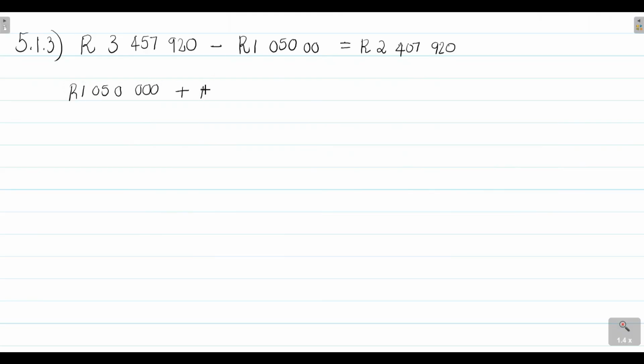What this amount means is that if you take that 1,050,000 and you add your 2,407,920, you will get that 3,457,920. So the taxable income that is above 1,050,000 is 2,407,920. However, we are not done.